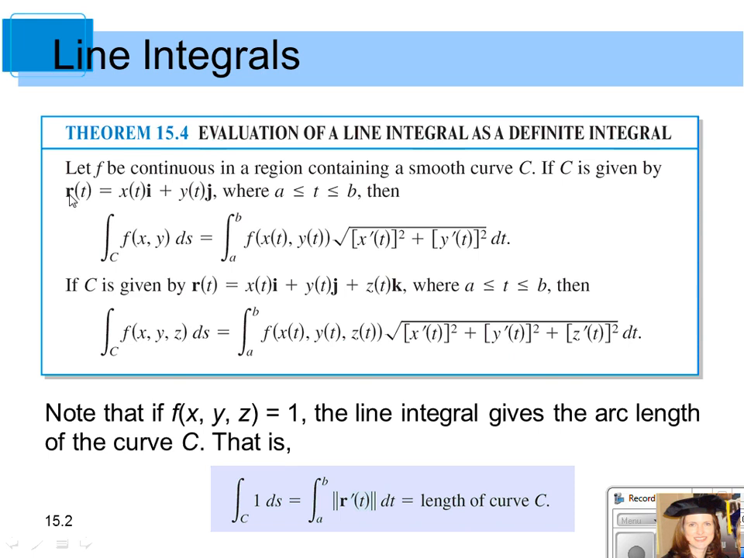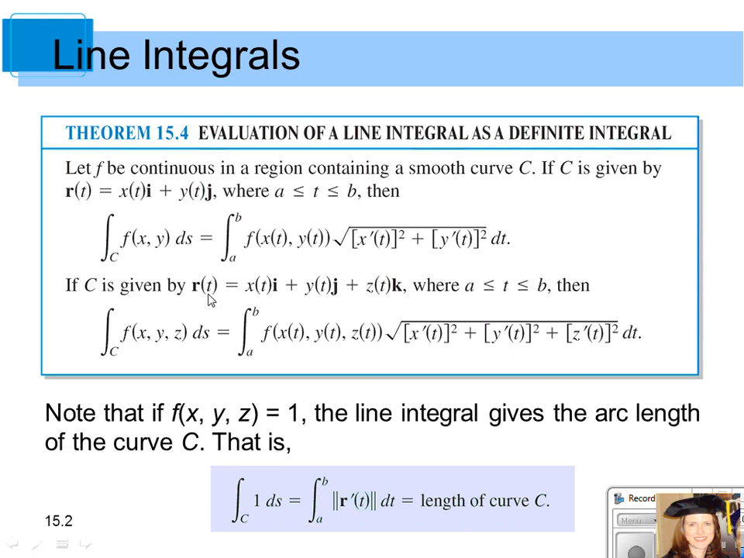So you want to find r prime of t by taking the derivative of x of t and y of t, and then you find the magnitude of that, which is the square root of the quantity x prime of t squared plus the quantity y prime of t squared, dt. It's important that when you have a line integral, you'll notice you'll have x's and y's and even z's. But when you write this as a single definite integral, you're going to have a single variable t. So make sure that everything inside the definite integral is in terms of that single parameter t.